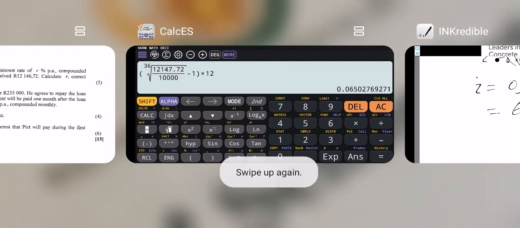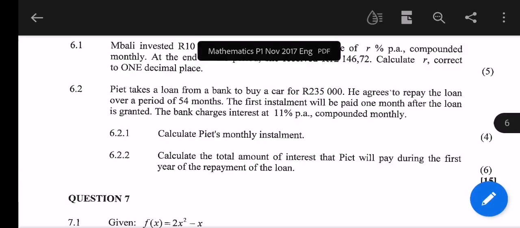Okay, let's move on to the next question. The next question says Pete takes a loan from a bank. Guys, immediately when the question says someone takes a loan, then you know that you are dealing with present value annuities. It is something that you are taking now and then you have got to pay it back depending on the arrangement with the bank.